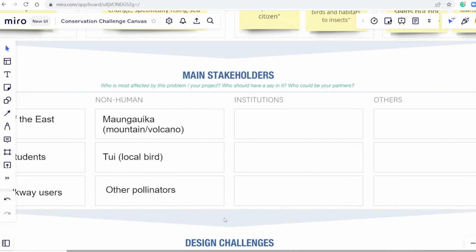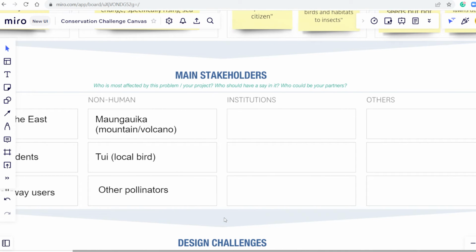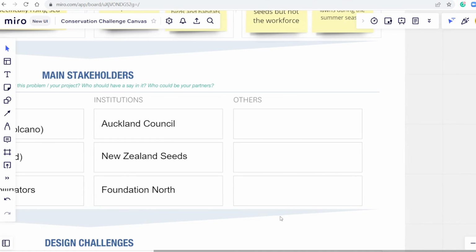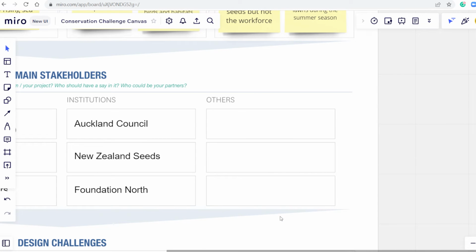Then think about institutions. Here you can write down any institution that will be affected by this challenge or that you need as an ally, such as a governmental institution, a business, an NGO, etc. Is there anything or anyone else that should be considered? Write it down here.